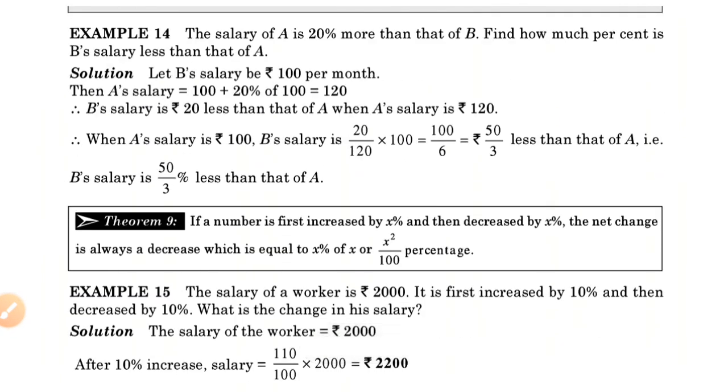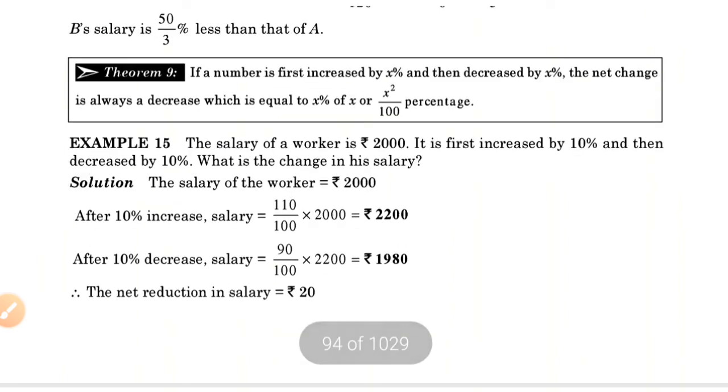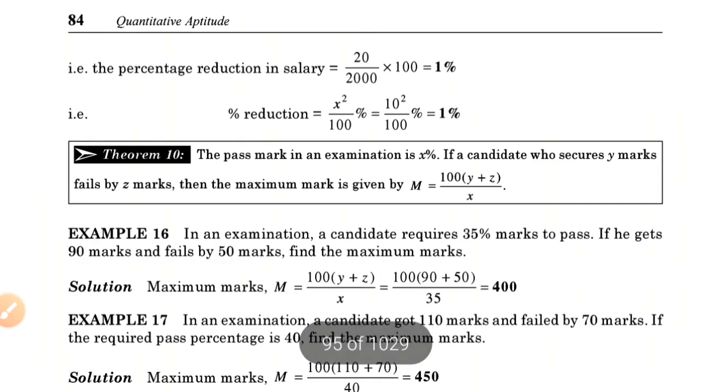There are some examples. These are left for you. Try by yourself. Example number 14. And theorem number 9. If a number is first increased by x% and then decreased by x%, the net change is always a decrease which is equal to x% of x, or x square over 100%. Try this example by yourself.